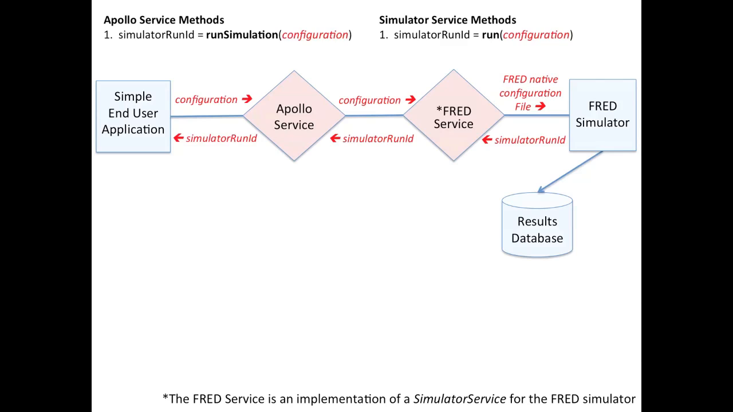The end-user application polls the Apollo service every 5 seconds by invoking the getRunStatus method to determine whether the FRED simulation has completed. When the simulator has completed the job, it writes its output in standard format to the results database. At present, our group maintains a single results database for the two simulators that are connected to Apollo.